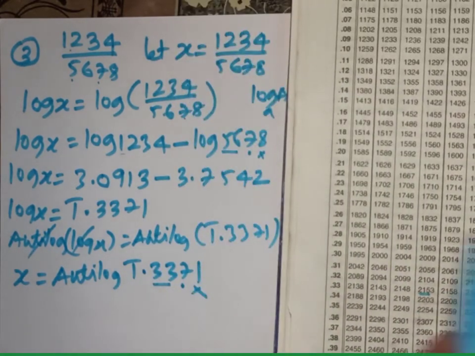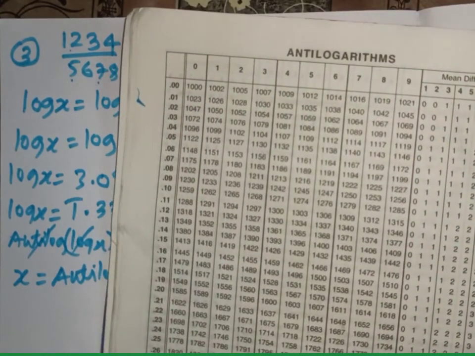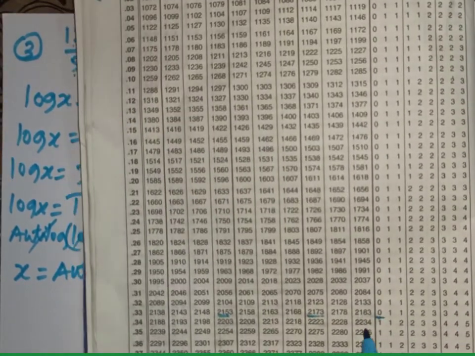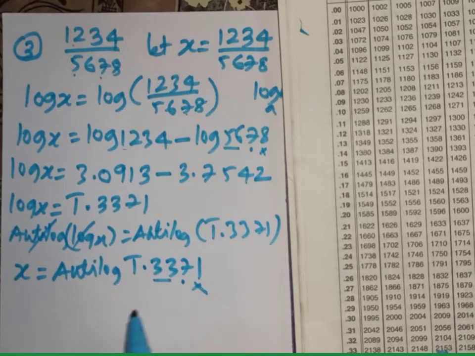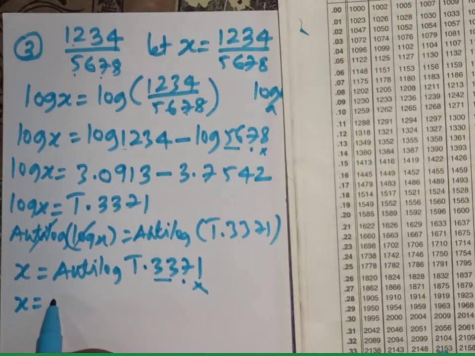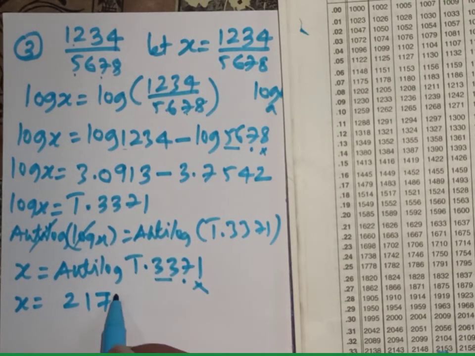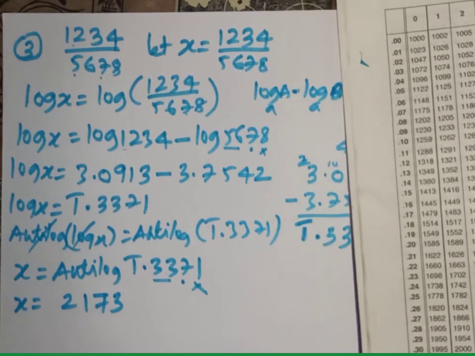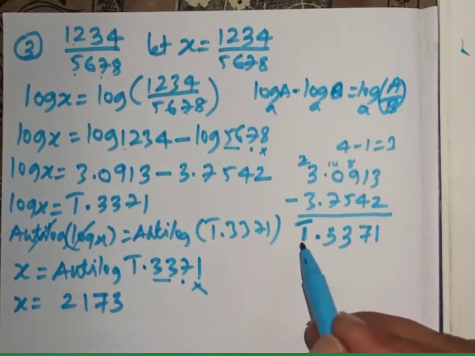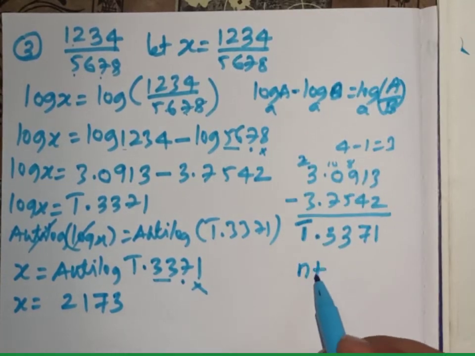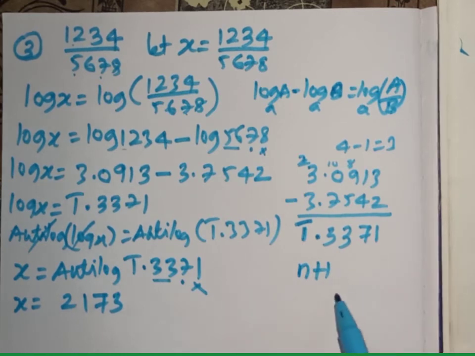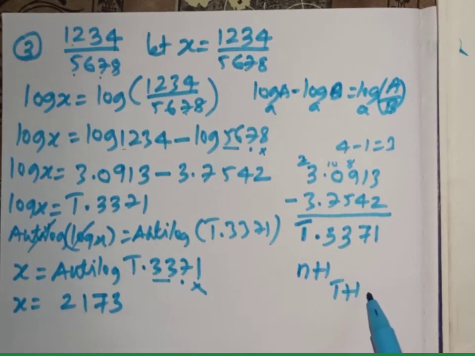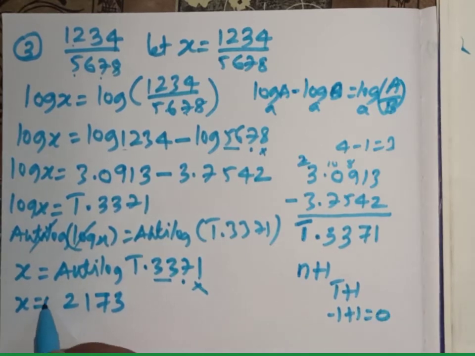here 1, and see the mean difference here, so this comes to 0. So your final answer will be nothing but x is equal to 2173. Okay, now the only question is where to mark the decimal point. While finding the anti-logarithm we take n plus 1. So now we have bar 1 plus 1, and bar 1 is nothing but minus 1 plus 1, that comes to 0. So we'll put a 0.